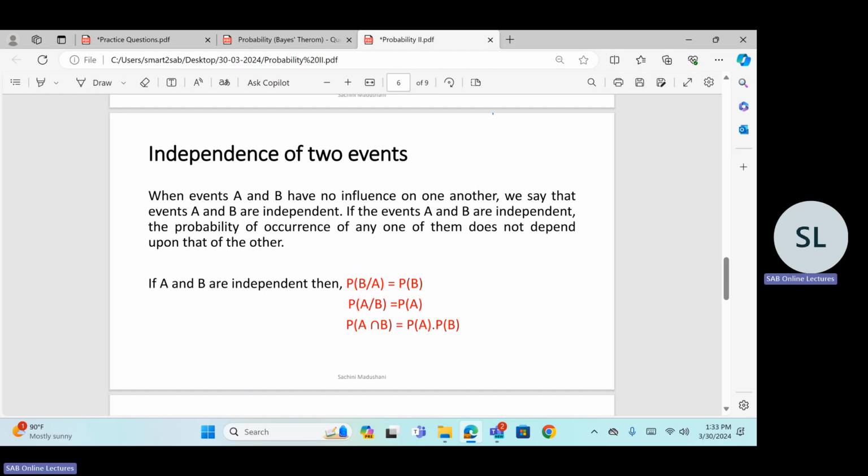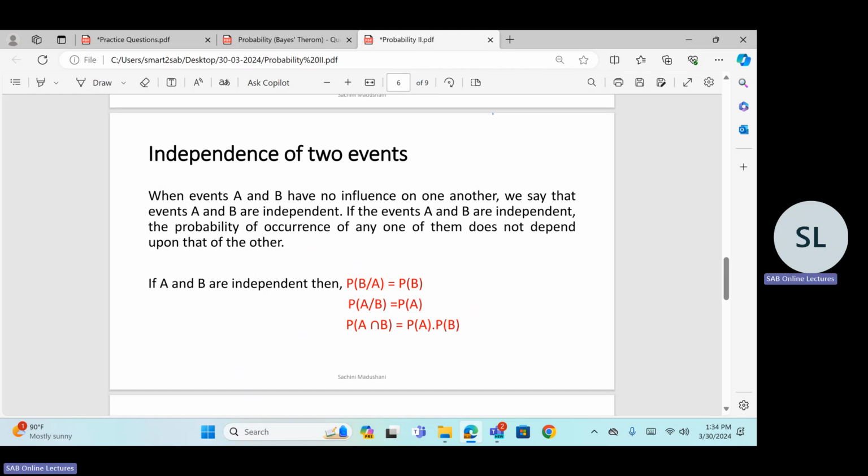Understood? Intersection means both. Okay, how to get the A intersection B? Probability of A multiplied by the probability of B, only if the two events are independent.